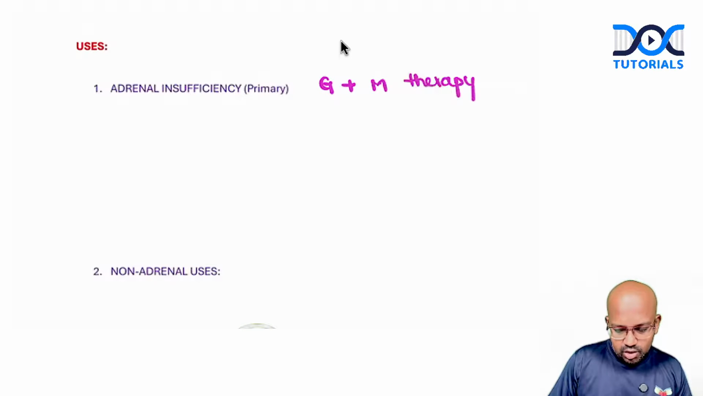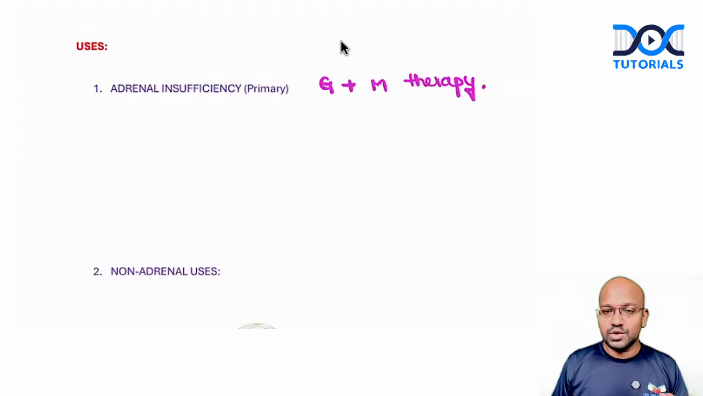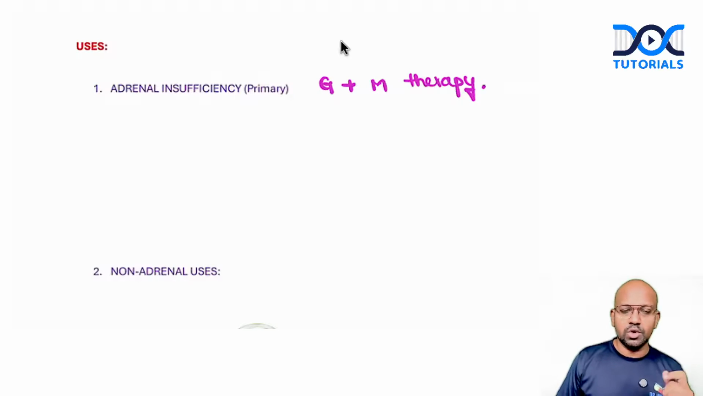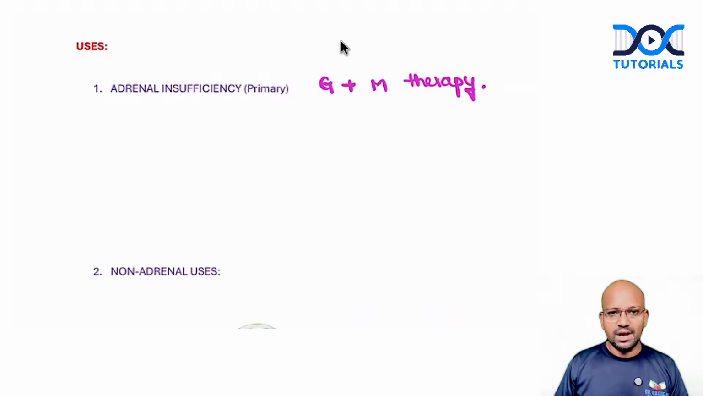Glucocorticoid and mineralocorticoid therapy both are given together because this patient is suffering from adrenal insufficiency. So what insufficiency can we expect? Both gluco and mineralocorticoids. That's why we give both of these drugs together for these patients.